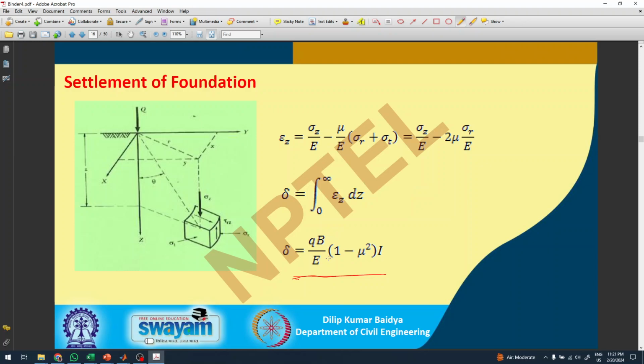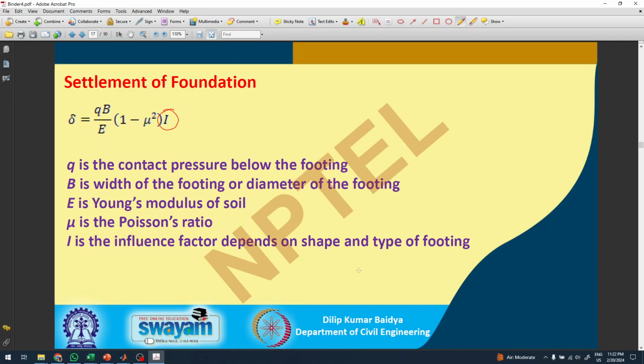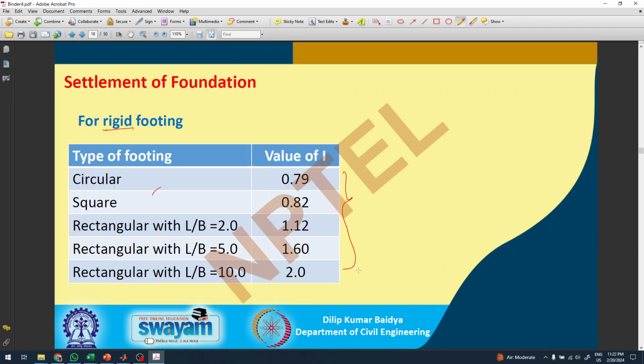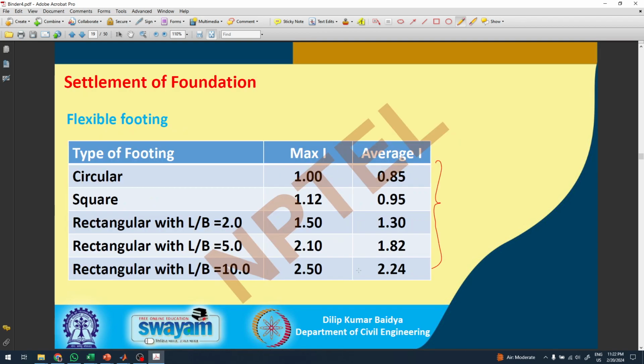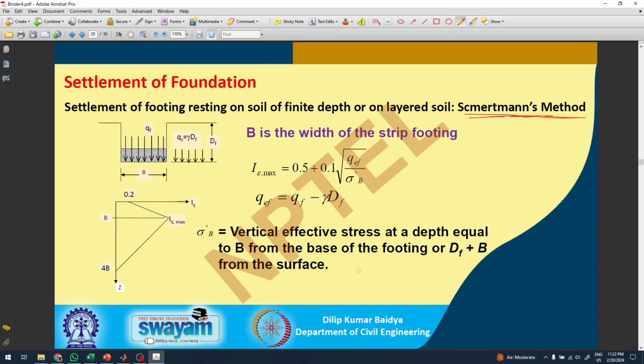Okay, so this is the elastic settlement. This formula is for elastic settlement, usually in cases of sands. So we will be doing a question on settlement of foundation based on this. This is the Schmertmann method. So we will be doing a question based on the Schmertmann method.